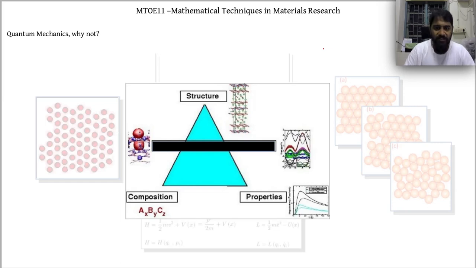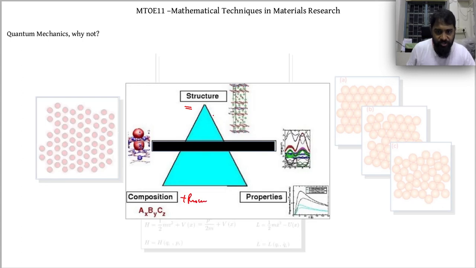So what you see here is the materials trinity. The structure of the material that you observe depends on its configuration or composition and ultimately affects its property. So if you want to arrive at a specific structure, you can arrive at it through a certain composition, or of course, one aspect that is missing here is processing.